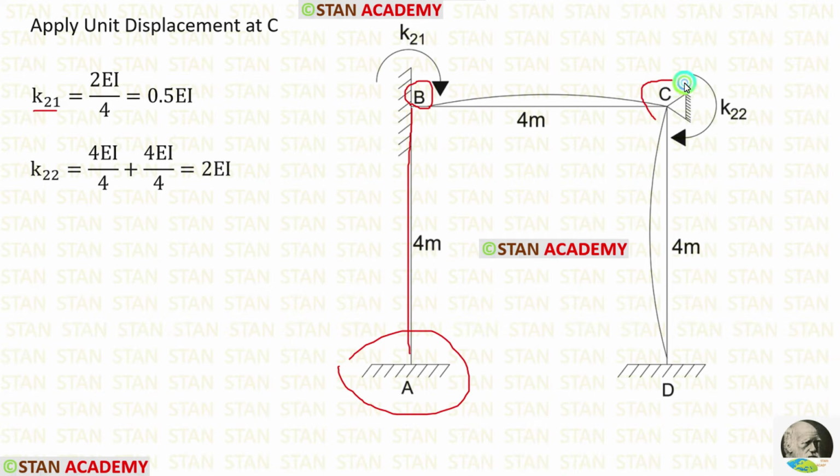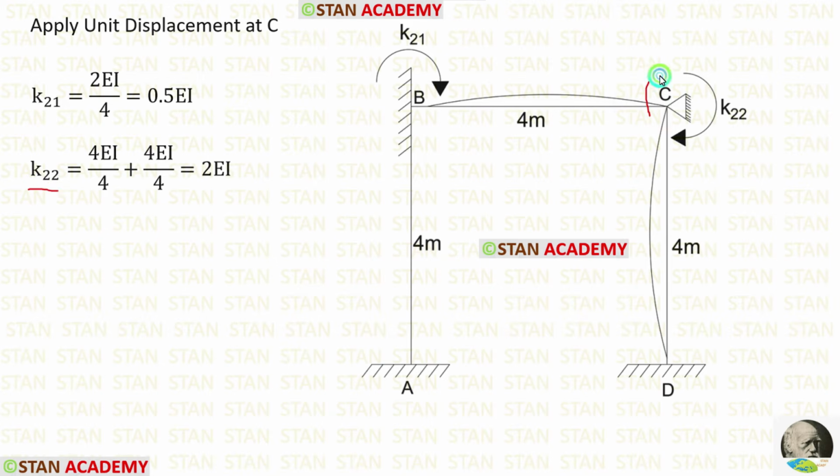In the point C, there is a hinged support. If the far end is hinged, the formula is 2EI upon L. Length of BC is 4. Finally, for K21, we are getting 0.5 EI. Now, let us find K22.